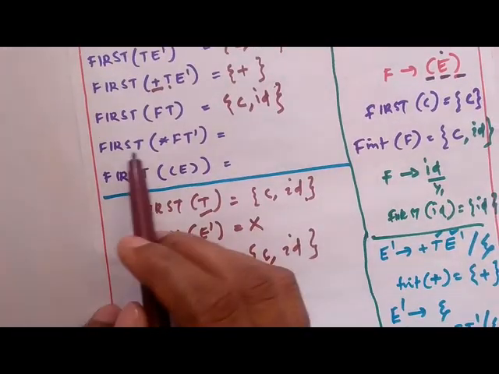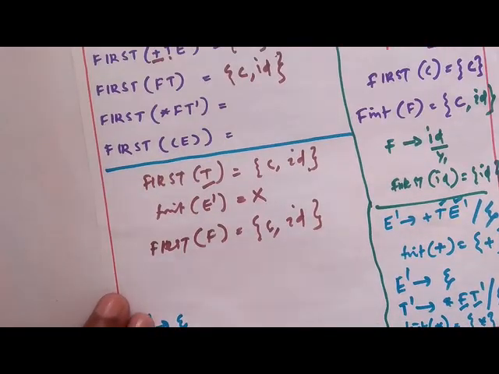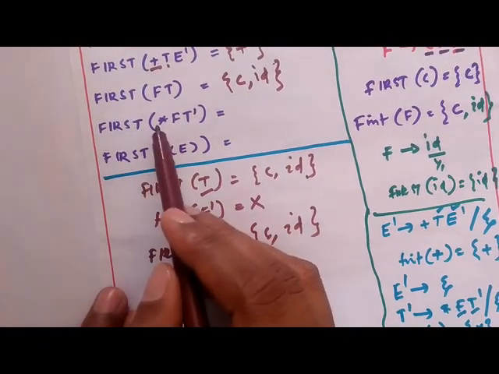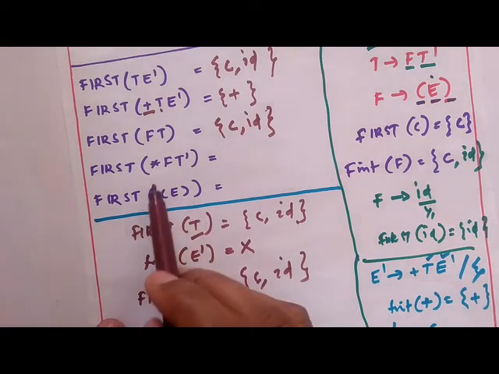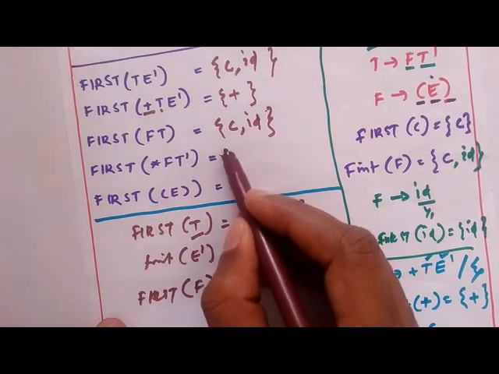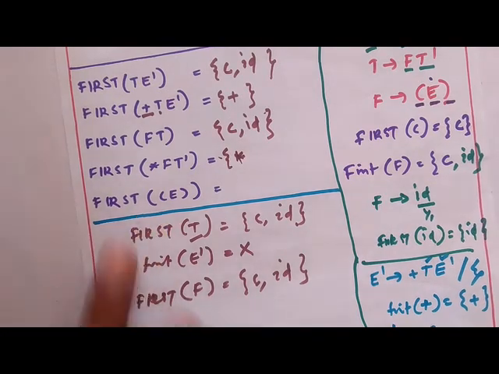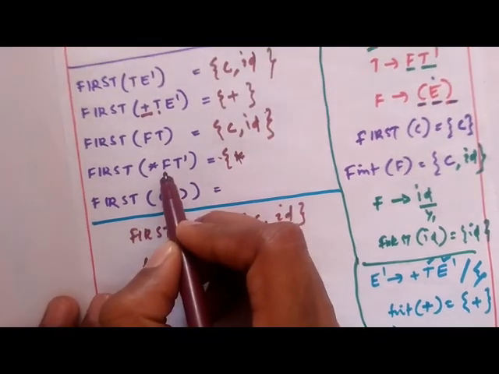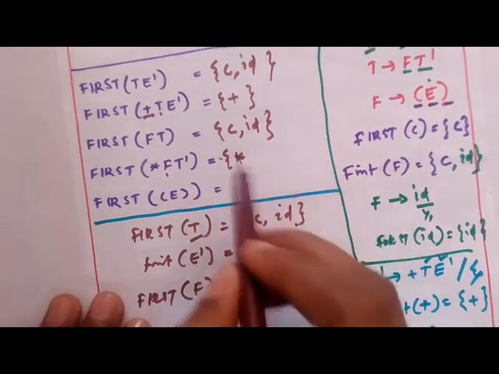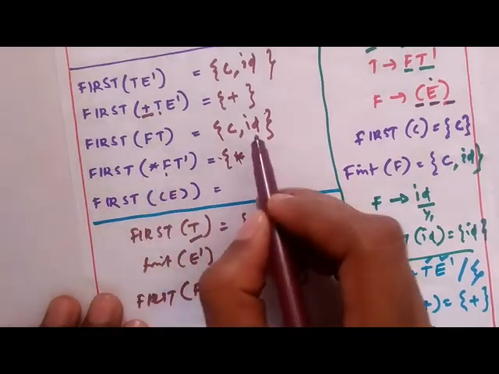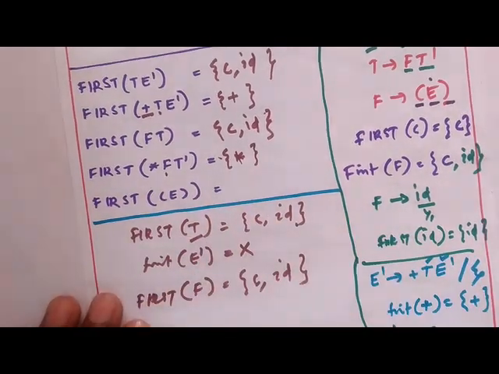Next thing is first of star F T dash. First we need to compute first of star. First of star is only star, there is no epsilon, which means no need to compute first of F and first of T dash. So first of star F T dash contains only star.